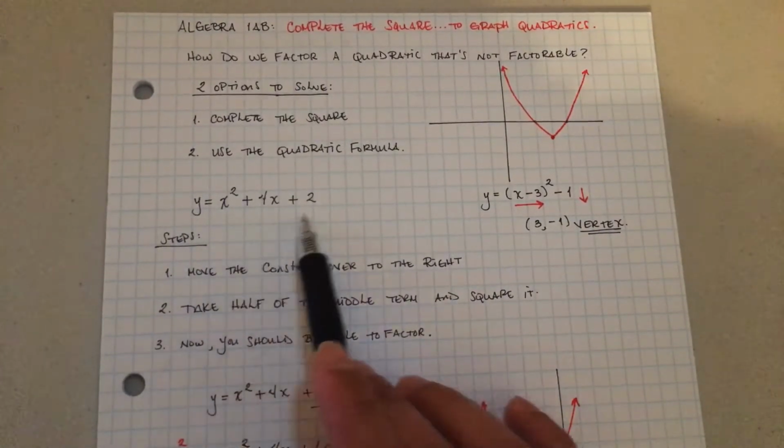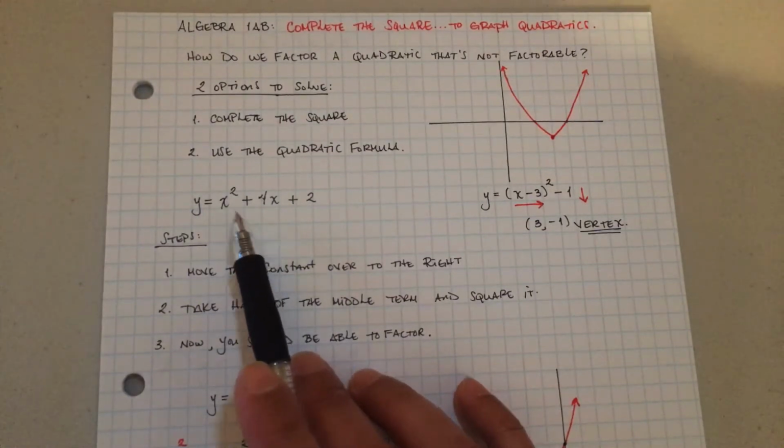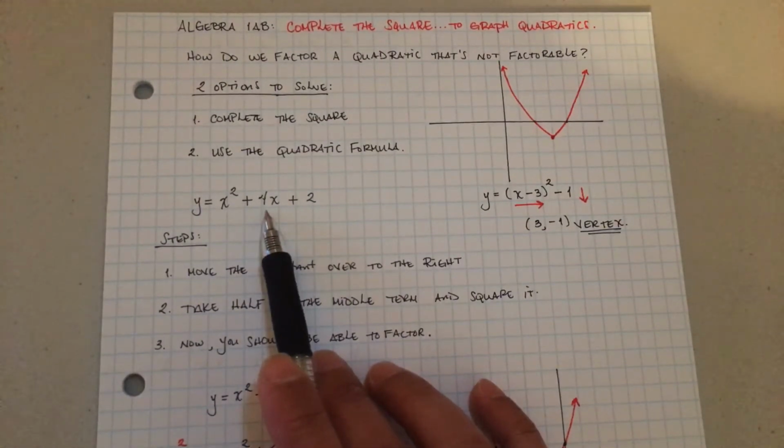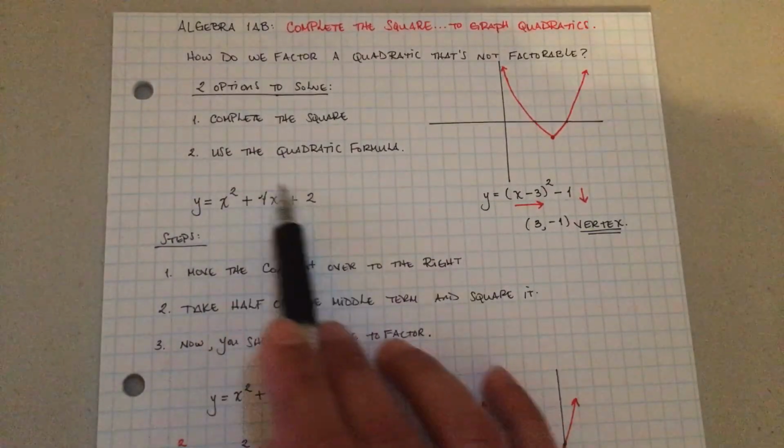So we have this quadratic here. And one of the reasons we factor is to be able to graph. But see here, this guy you can't factor.